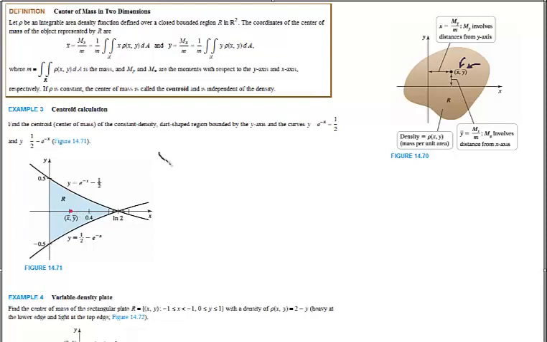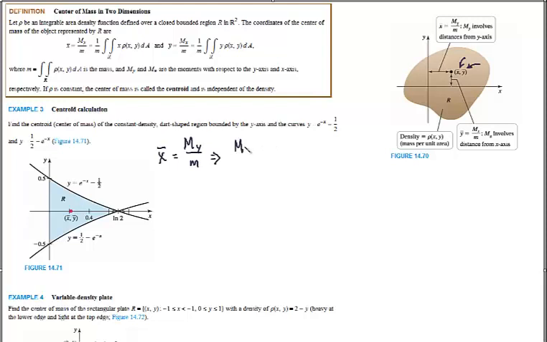So let's go ahead and look for the x-coordinate. That's going to be 1 over your mass, so it's going to be my over little m. Let's find my first, and then we'll find little m separately, and then we'll just put it together. That's how I'd like to do this.